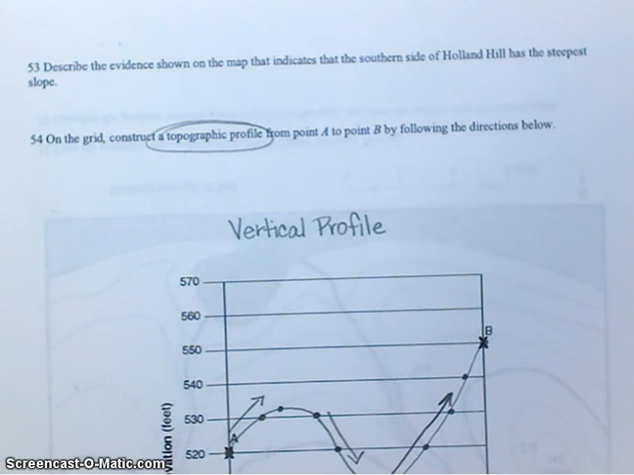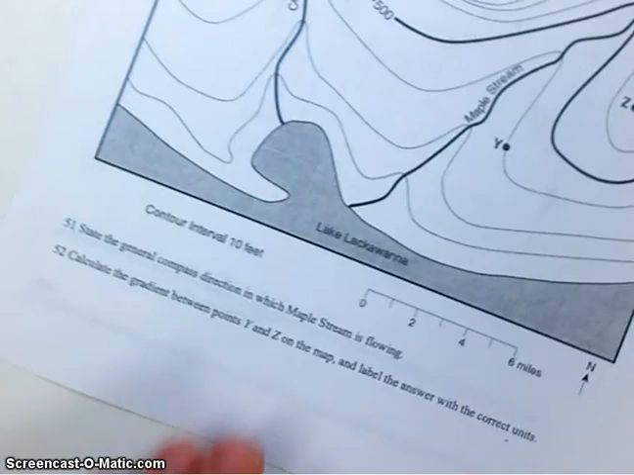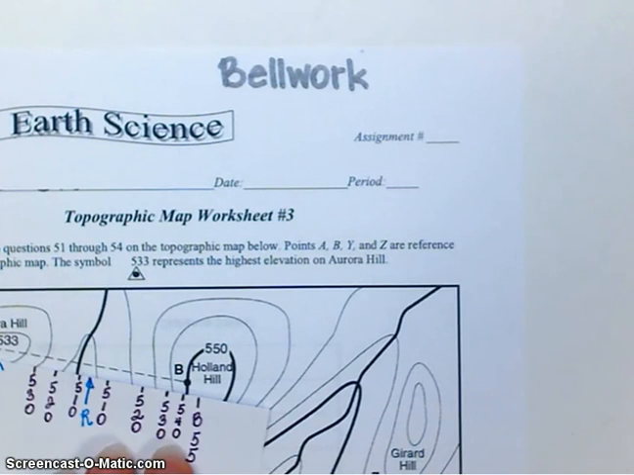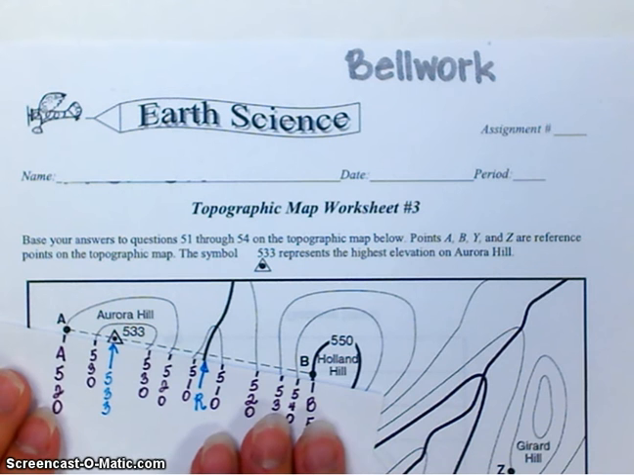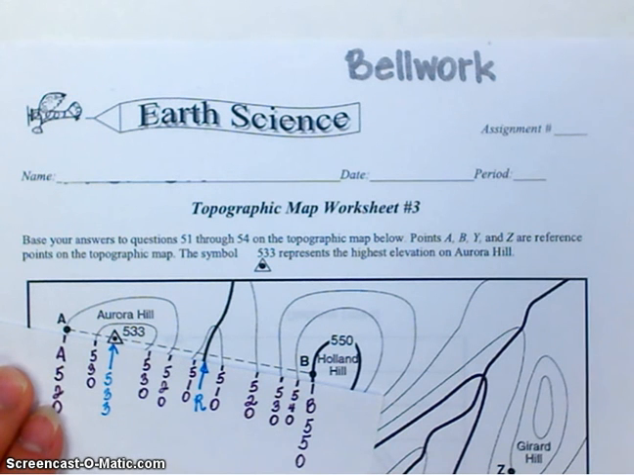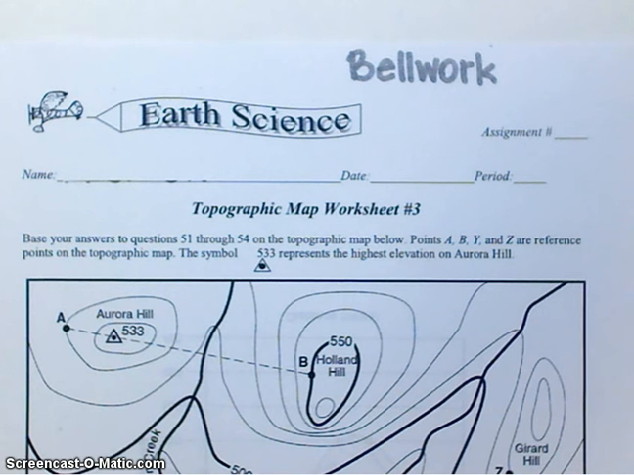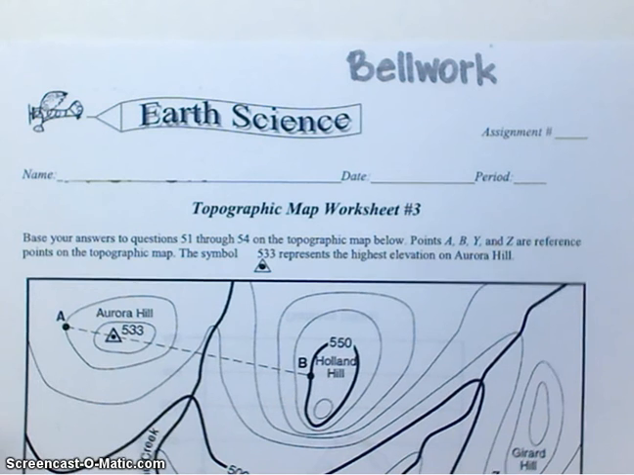They're both correct. Okay? But one more time, all you have to do is when you decide that you're going to hike from A to B, mark all your contour lines and then put it on the graph. Okay? All right, I want to cover one more thing with you, and that is number 52. 52 asks you to calculate the gradient between points Y and Z on the map.